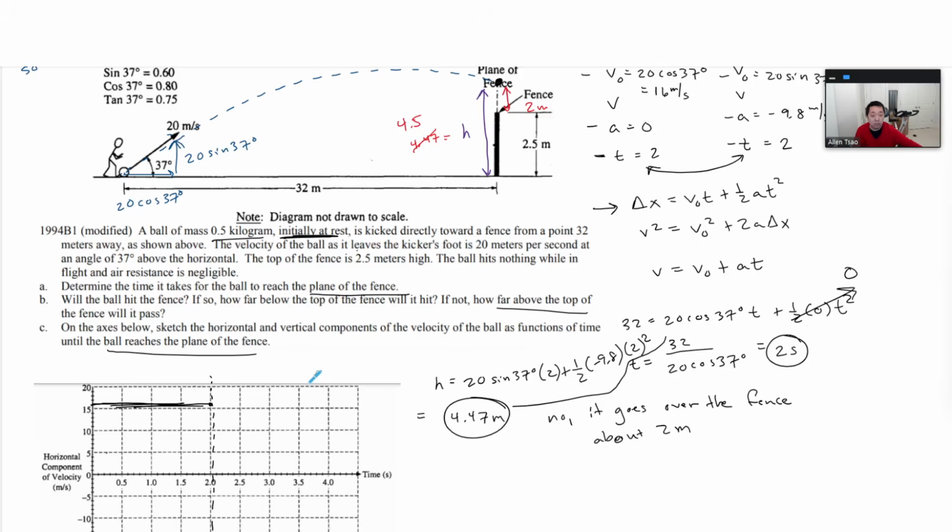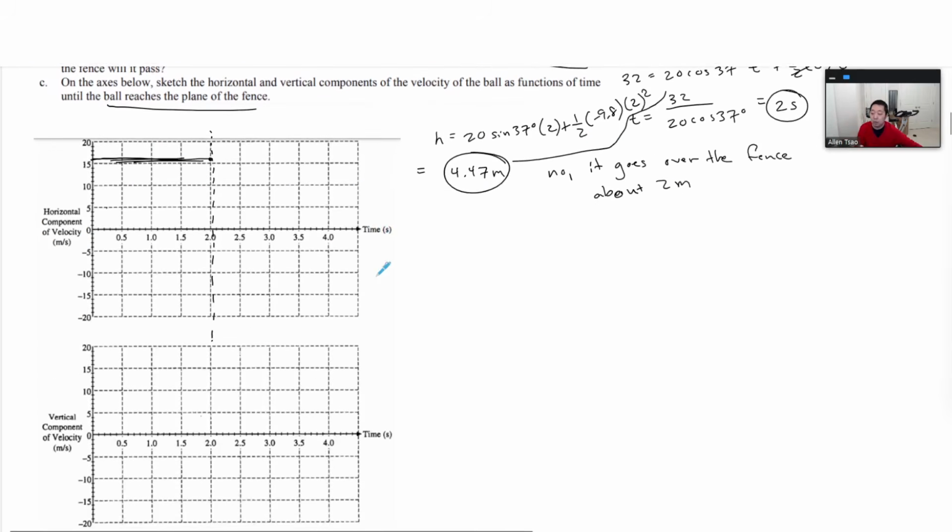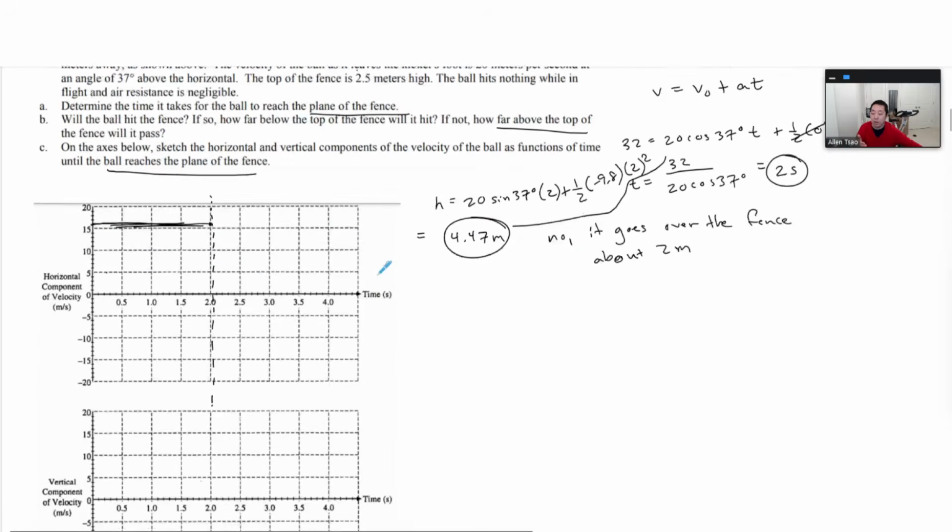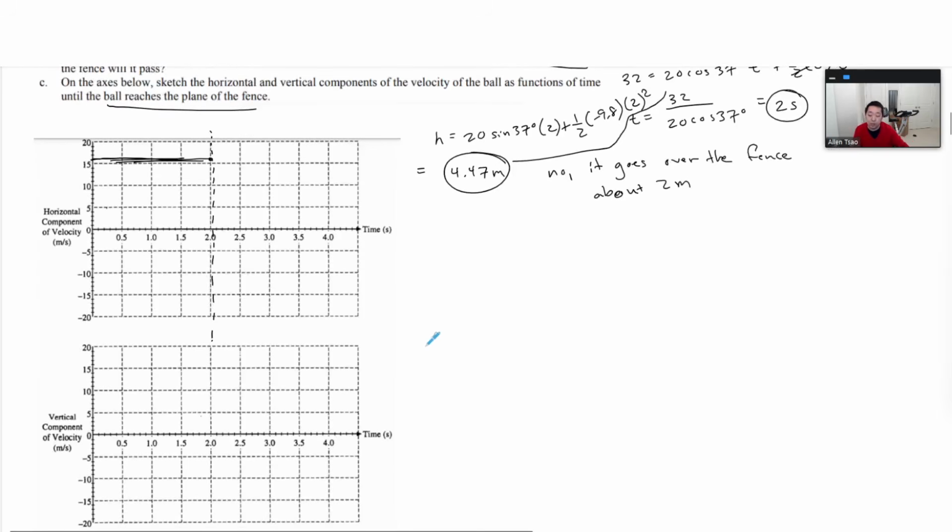Now vertically, you expect the acceleration, well, we said down was negative, so the acceleration was negative 9.8 meters per second squared. On your graphs of velocity, if you guys remember, the slope of the velocity versus time graph equals the acceleration. Okay? So if this is negative 9.8 in the vertical direction, then that means the slope needs to be about negative 9.8 or negative 10.